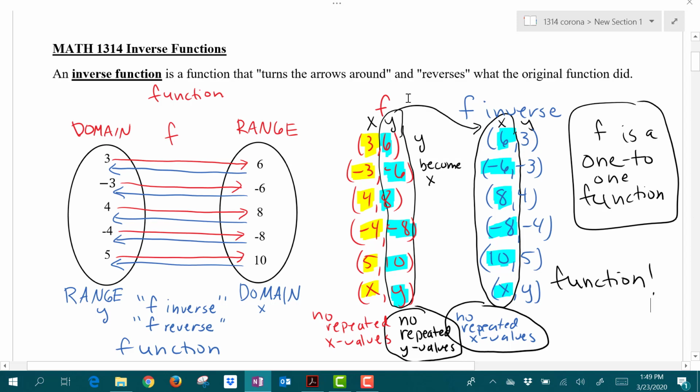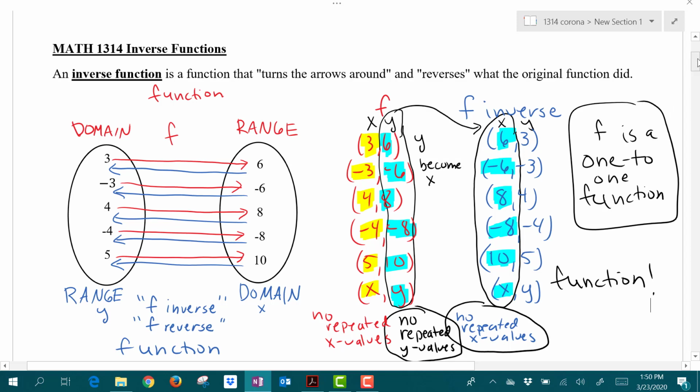Okay, so the takeaway here is when you look at the original list of f, if you look at the y values, if there's no repeated y's, that actually translates to no repeated x values for the f inverse function. And if f inverse then has no repeated x's, then f inverse is a function.